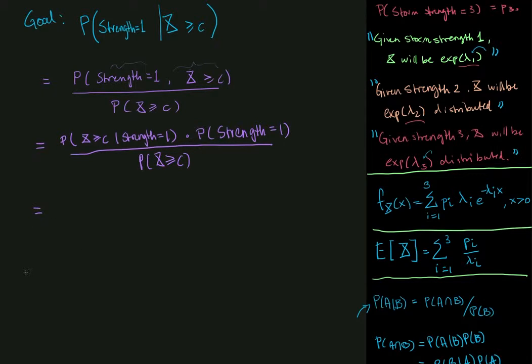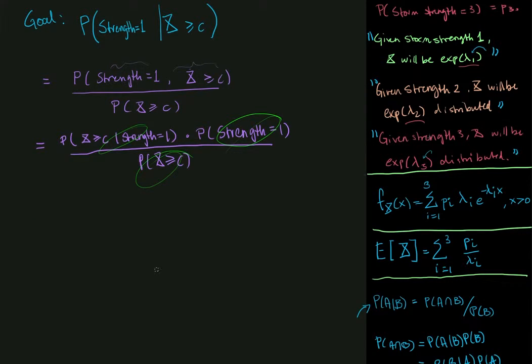Now this is actually already pretty nice because we know that the probability that the strength is equal to 1 is given by P1, right? So we can put a green circle around this. We know what this is. And we can actually calculate both this and this, which means we'll be able to find the value of this whole thing.